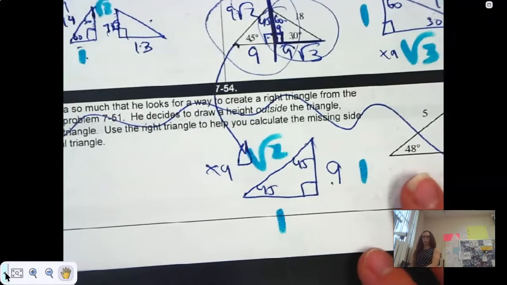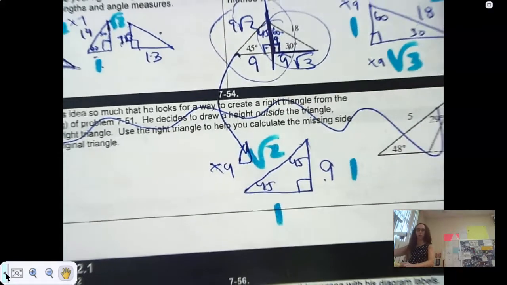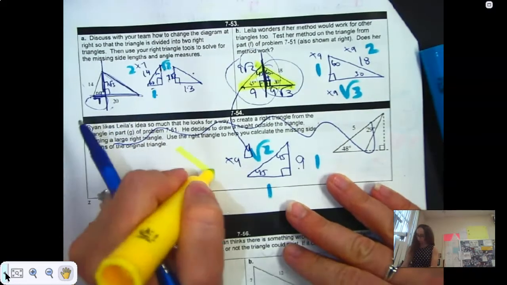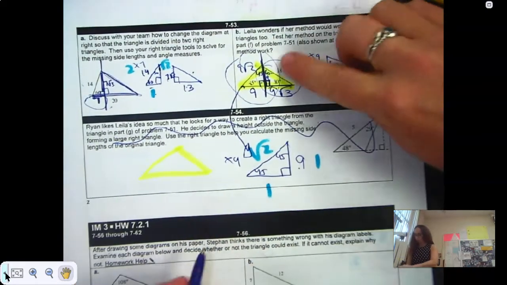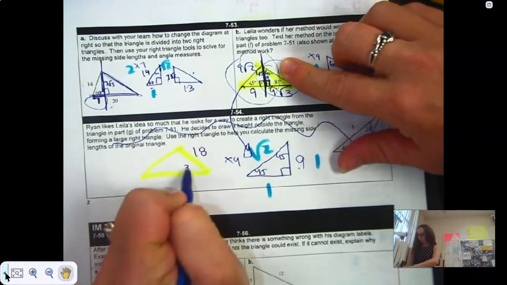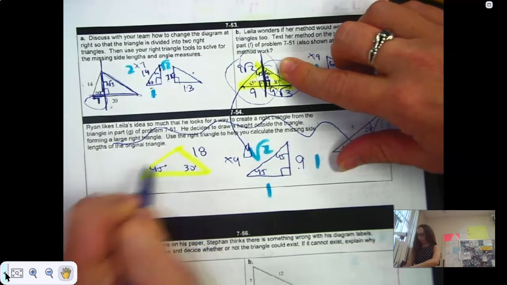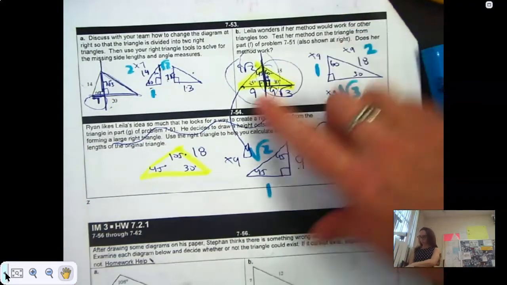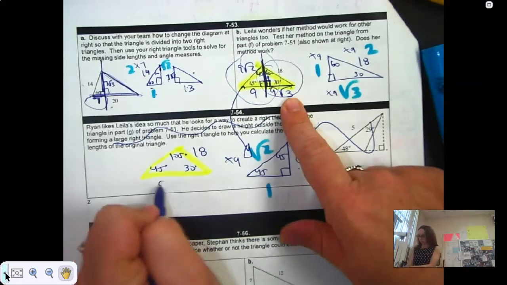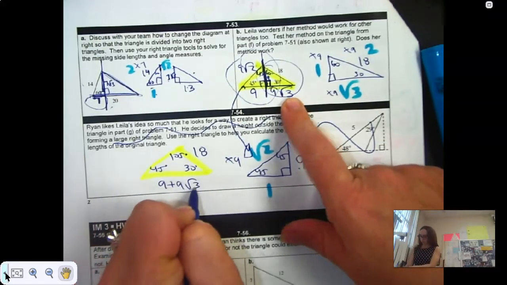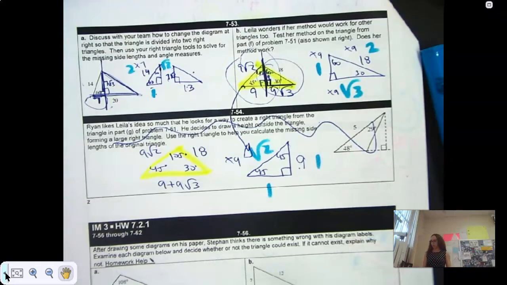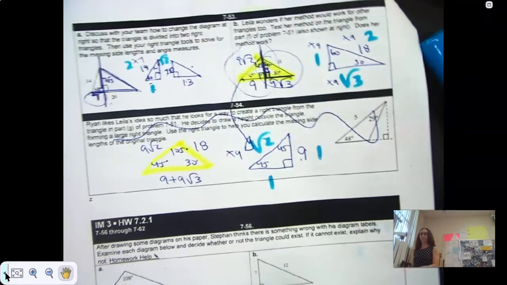So if I was to draw the original triangle, that's 18, that's 30, that's 45. 45 plus 60 is 105. This is 9 plus 9 rad 3. And this is 9 rad 2. And now I found all the sides and the angles. And I bet you would agree that's a pain in the tush. There will be a better way in the next section.